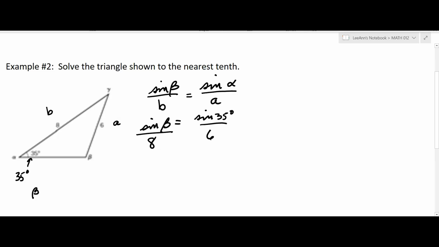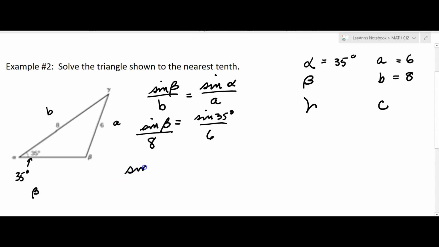Now, we're trying to solve the triangle to the nearest tenth. And so our chart would say alpha, beta, gamma, and A, B, C. Angles alpha, beta, gamma, sides A, B, C. All right, we know B is 8. We know A is 6. We know alpha is 35 degrees. That's all the information we know. Okay, now we can work this problem here.